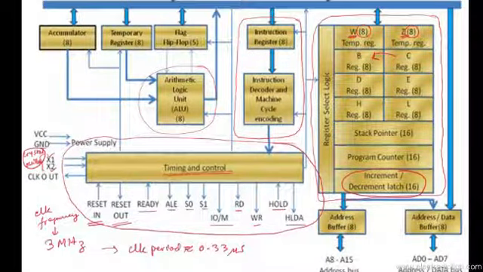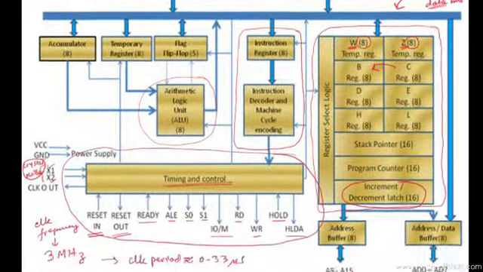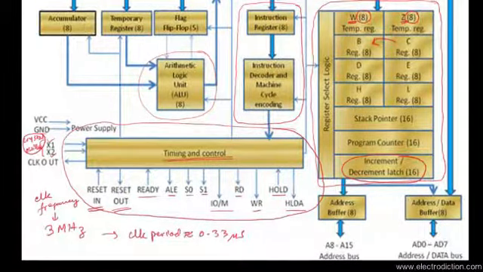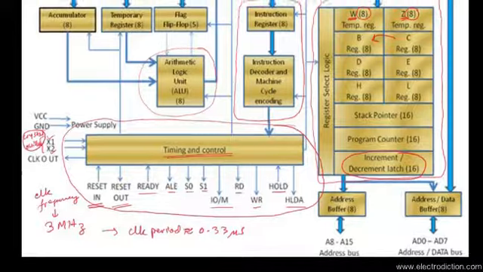All right, so that was quite a lot of explanation. Now, apart from that, in order to connect to the outside world, the 8085, as I said, has 16 address lines.